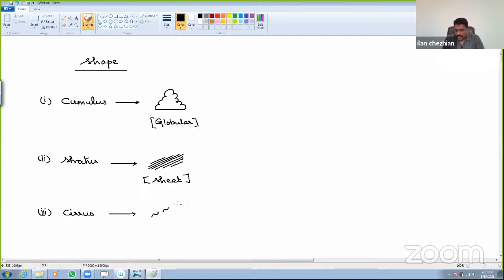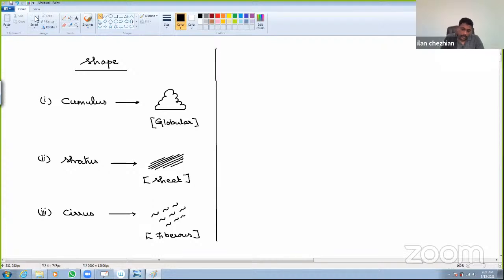A very thin fibrous cloud. Fibrous. Very thin fibrous clouds, you call them as what? Cirrus clouds. So if you want to classify the clouds based on shape, these are the different types of clouds you have, my dear friends. I'll show you how exactly these clouds will look.